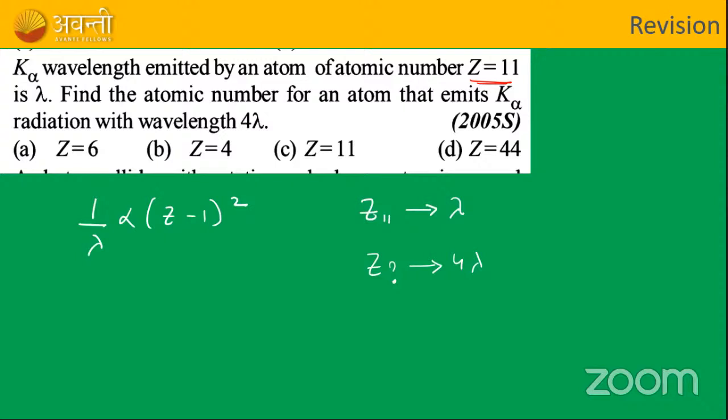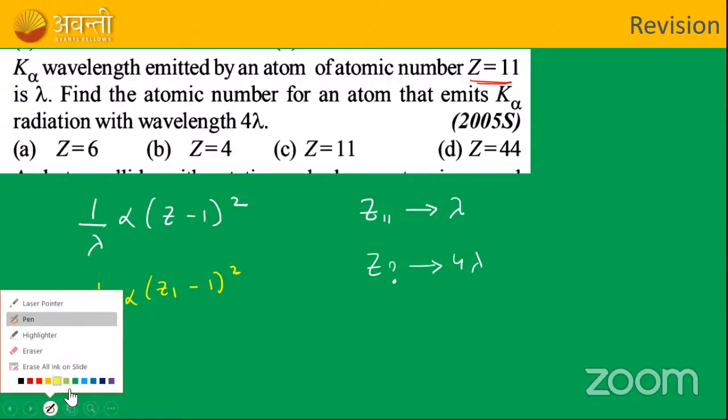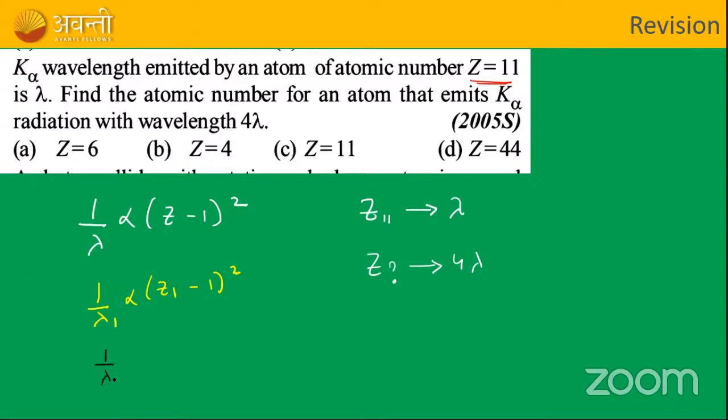So let me solve it out. This is the equation which we derived just a few minutes ago. How to solve this? Let me take it in a very simple way. For the first element, I take 1 by lambda 1 is proportional to Z1 minus 1 whole square. Next, I take the second formula, which is 1 by lambda 2 is proportional to Z2 minus 1 whole square. Very simple. So I have two equations.